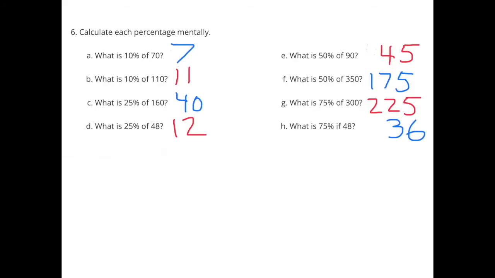G. What is 75% of 300? 75%, well, that's 3 times greater than 25%. So instead of representing 1/4, that's going to represent 3/4. So what's 3/4 of 300? That would be 225. H. What is 75% of 48? 75% of 48 is 36.